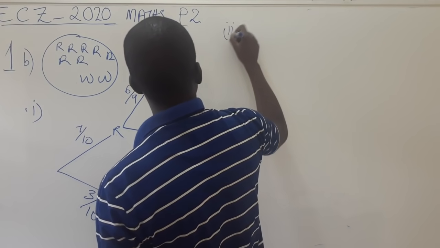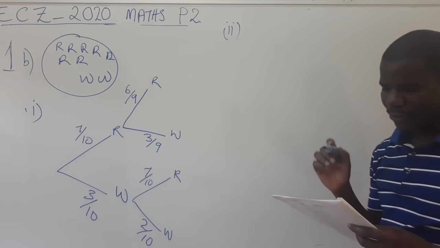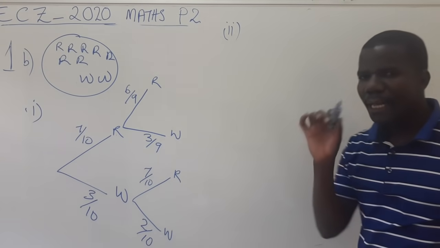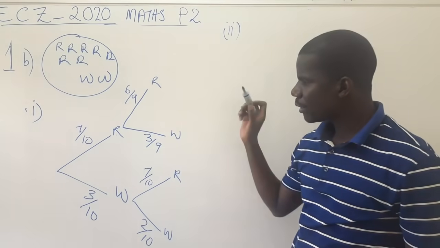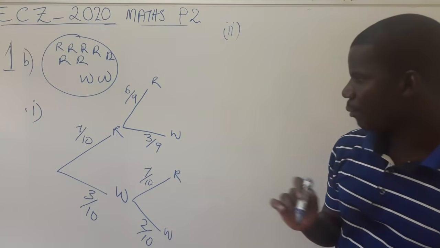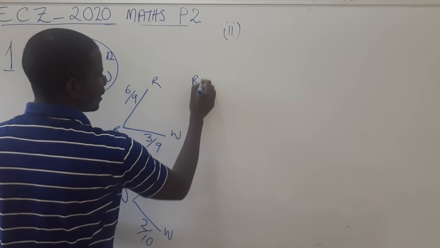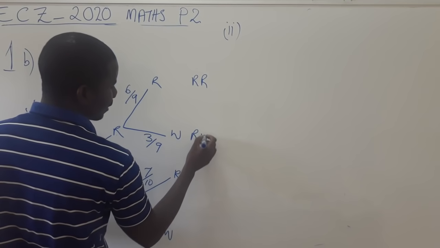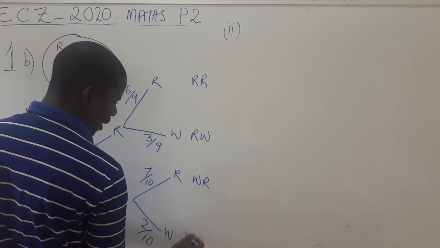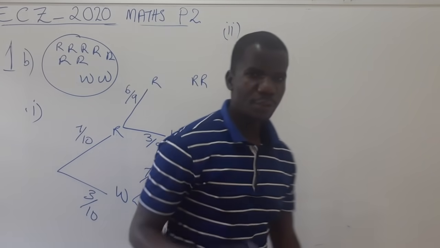Then the second question that we have is asking us to find the probability of taking at least 1 white ball. So meaning, we should have 1 white ball. Okay? So, what do we have here? The first one we have red and red. Red and white. Then here we have white and red. Here we have white and white. Are we together? This is what we're going to have.